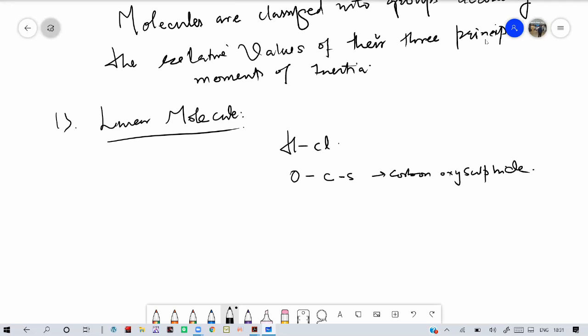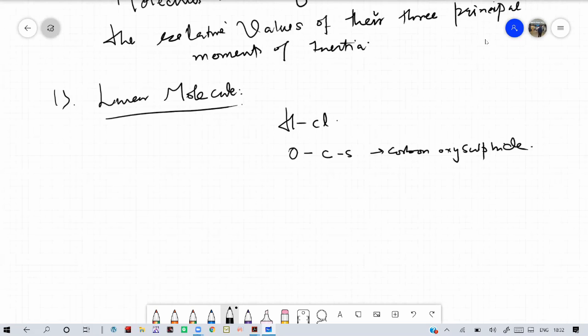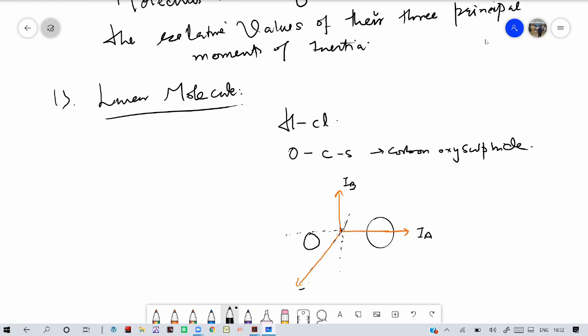The axes of rotation, we are assuming there are three actually in these, because there are three directions which pass through the center of mass of a molecule. Those three directions of rotation, if this is an HCl molecule, let me write it like this. Cl is bigger as compared to hydrogen due to its atomic size, and we can take simply these three axes. Let these be IA, IB, IC.